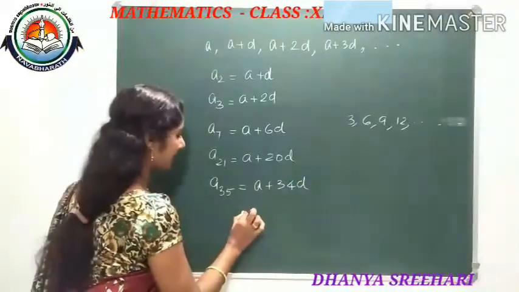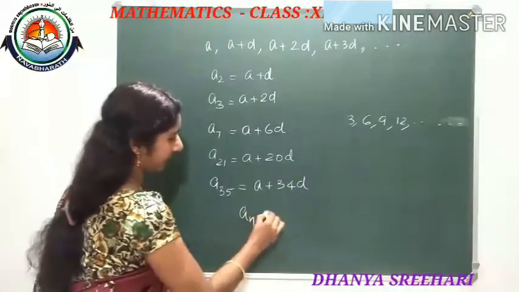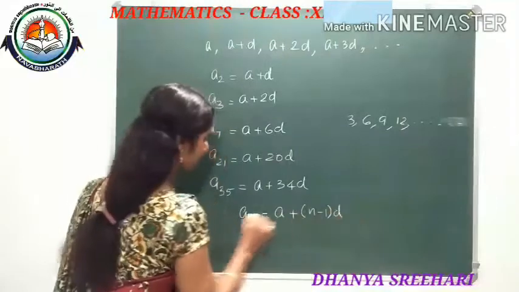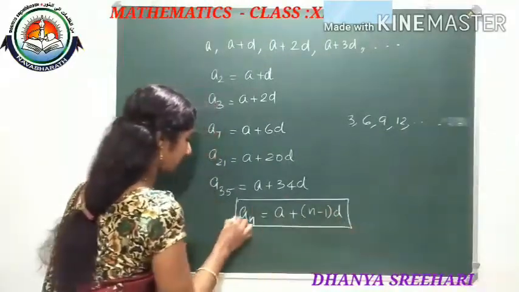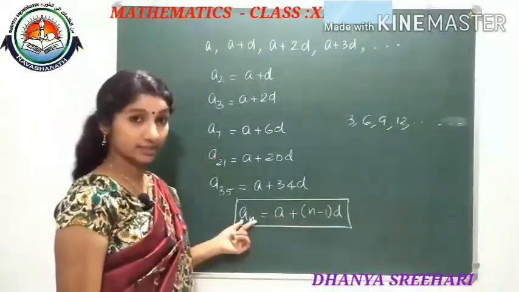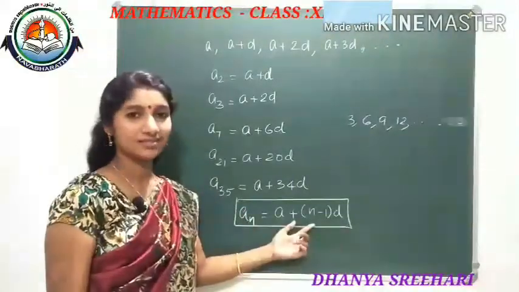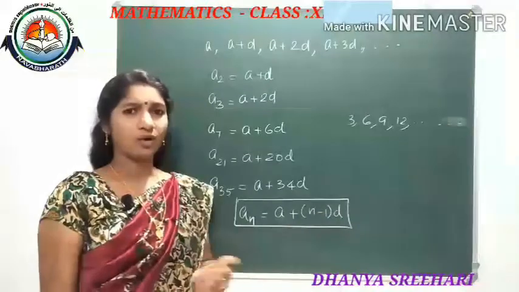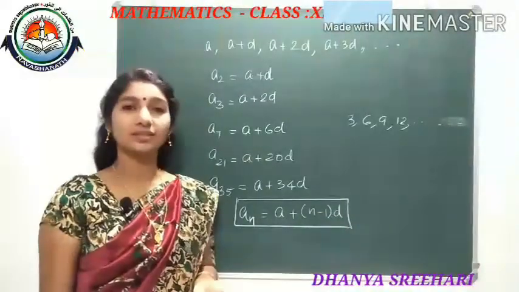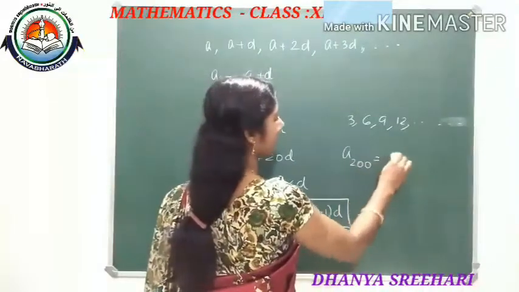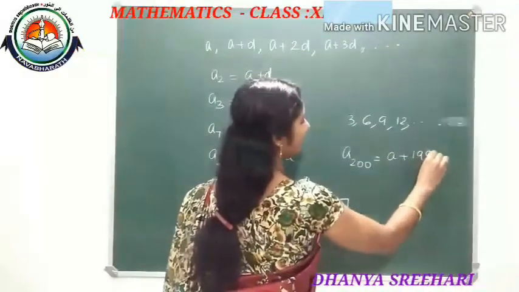So like this any term we can write: An is equal to A plus n minus 1 into D. This is very important. Last day also we discussed it. Any nth term we will be able to write by using this result: A plus n minus 1 into D. How will you write the 200th term? 200th term means A200. How will it come? A plus 199D.